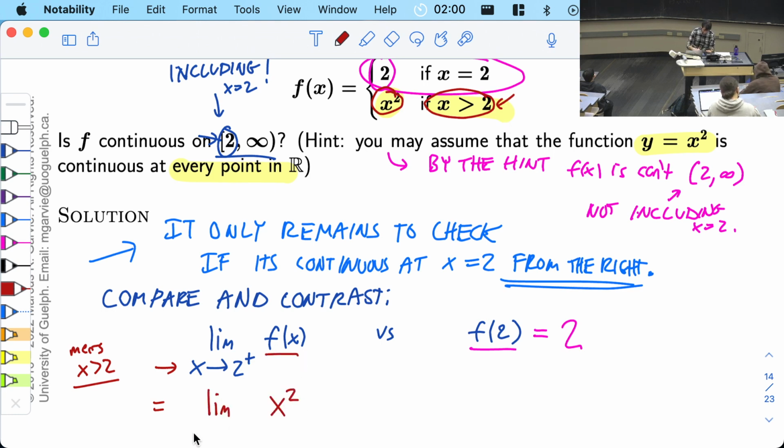And I'm still doing the limit. Let's keep that in blue then. That hasn't changed at all. All I have used is that I know the function is x squared if x is bigger than 2. So everywhere I see an f, I can replace it with x squared.